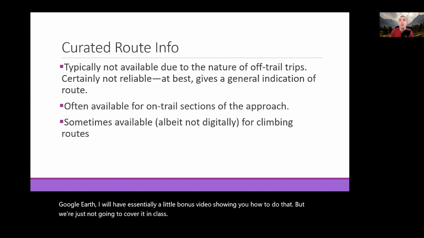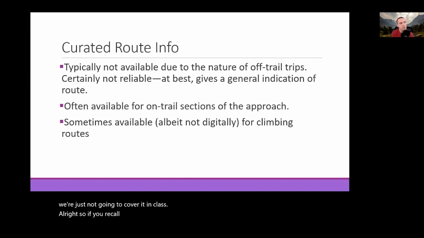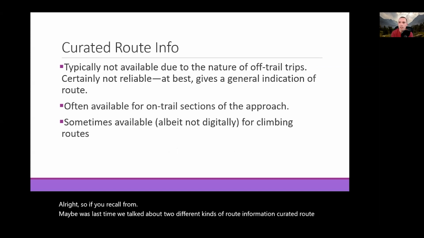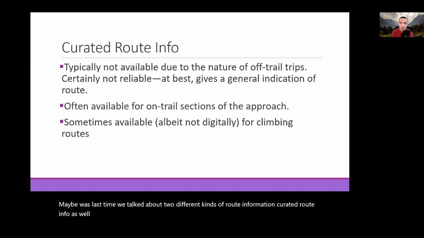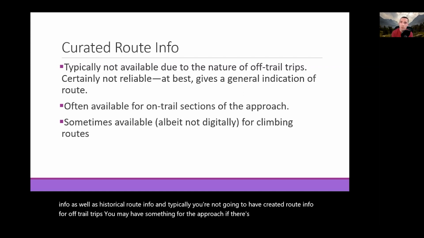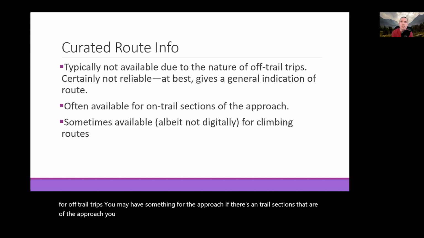All right, so if you recall from last time, we talked about two different kinds of route information, curated route info as well as historical route info. And typically you're not going to have curated route info for off-trail trips. You may have something for the approach, if there are on-trail sections of the approach. But typically when there's curated route info for off-trail trips, it's more just kind of a guideline.